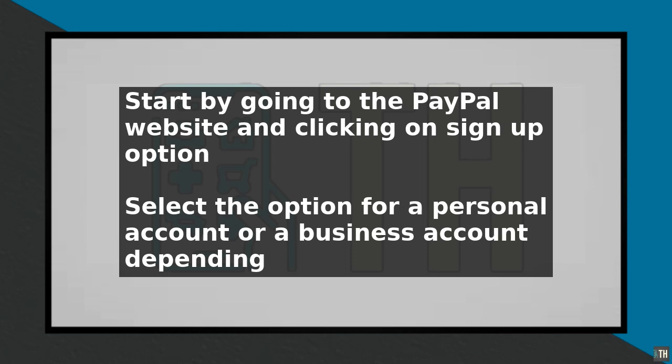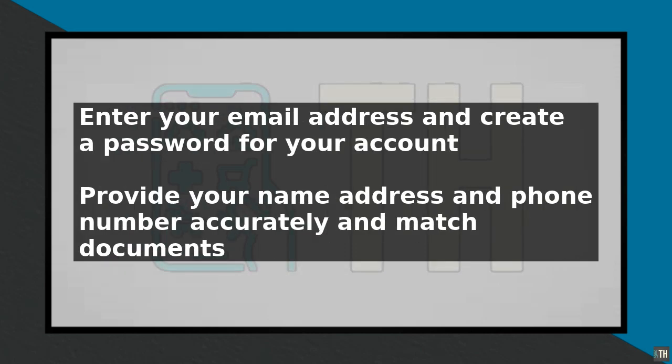Enter your email address and create a password for your account. You will also need to provide your name, address, and phone number. Make sure the information you enter is accurate and matches the identification documents you will be using to verify your account. On the next page, you will be asked for your social security number.